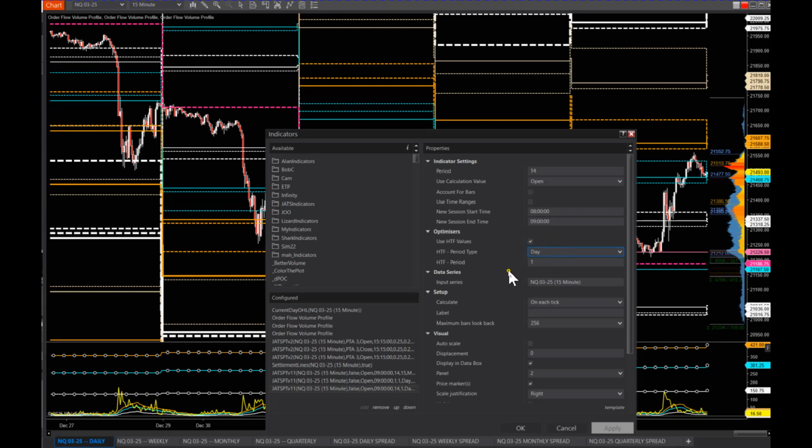Or you could uncheck that and select a time range, like 8:30 to 9:30, or 8:30 to 3 p.m. 1500, or 1700 to 8:30. So one or the other. You can't do both at the same time.